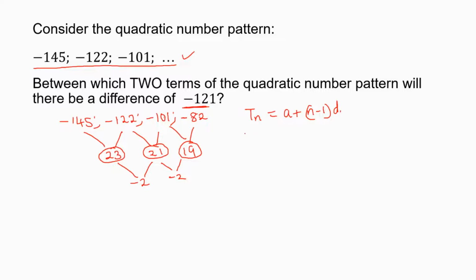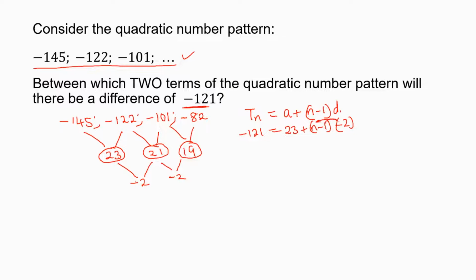So let's substitute what we have. Negative 121 is equal to, our a here is 23, then plus n minus 1, and then the difference is negative 2. Be careful. Put your negative 2 inside the bracket, because if it's not inside the bracket, it becomes a different operation altogether. It becomes minus 2 instead of times negative 2. And then we are distributing this negative 2, and be careful when distributing.